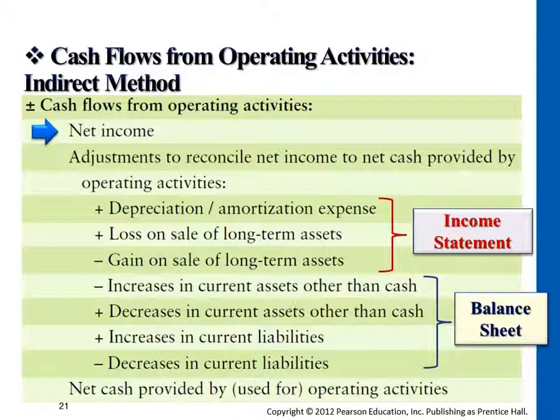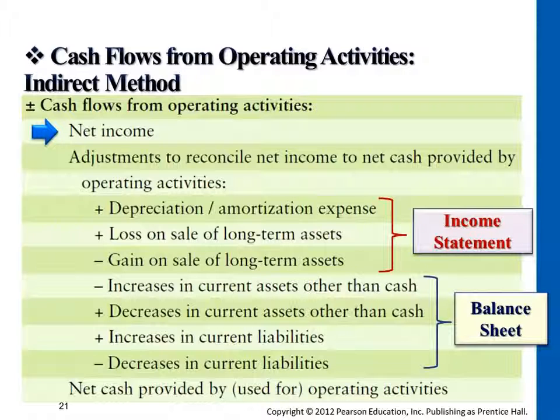Any increase in current assets other than cash, meaning if there is accounts receivable, we compare to last year's balance. Any increase, we will subtract it from net income. Any decrease in current assets, we will add it back. A simple example to memorize here is accounts receivable. Last year's balance was $5,000. Let's say this year's balance is $10,000.